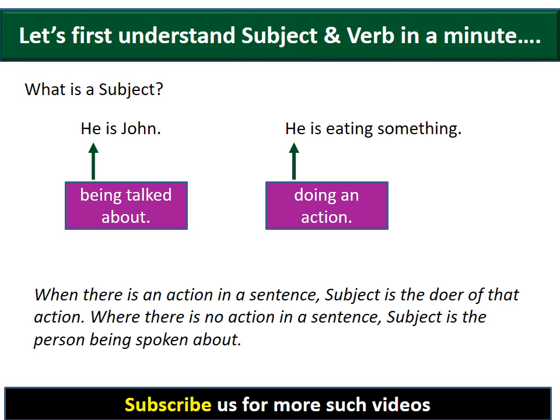So these are the two things you should remember to identify a subject well, or simply ask a question, who? Who is John? So he. So of course he is the subject. Who is eating something? He is eating something. Therefore here also the answer from who you get is he. That's how you can identify the subject.